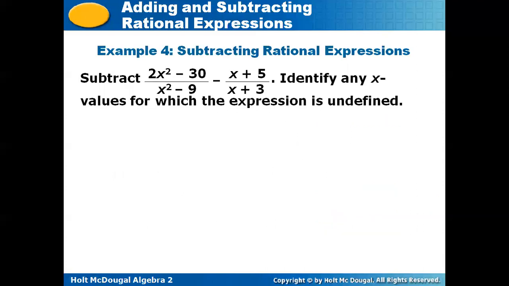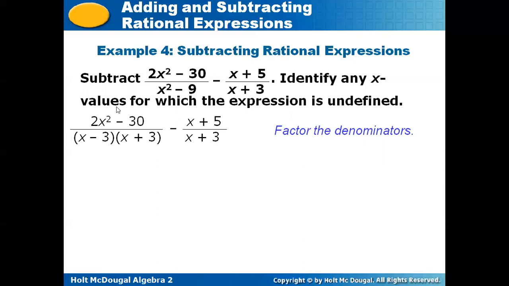Another example: subtract 2x squared minus 30 over x squared minus 9 minus x plus 5 over x plus 3, and then identify any x values for which the expression is undefined. So first, we need to factor the denominators. Copy the numerator, 2x squared minus 30. x squared minus 9 is a difference of two squares, so the factors would be the product of the difference and sum of two terms: x minus 3 times x plus 3. Here we cannot factor this one, so simply copy x plus 5 over x plus 3.